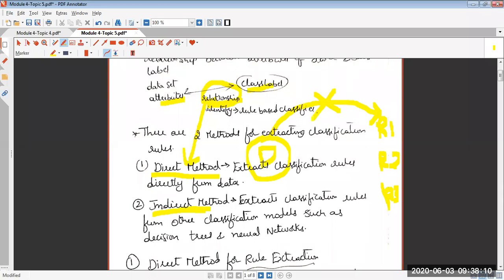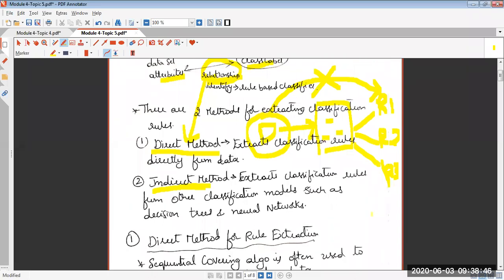So there is some other entity introduced between the database and rules. Something else is sitting in between. This something else will take the database and convert it into an intermediary form, and from this intermediary form, the rules will be constructed. So this is the difference between direct method and indirect method. We will explore it further. You have a few methods as examples which will do this.